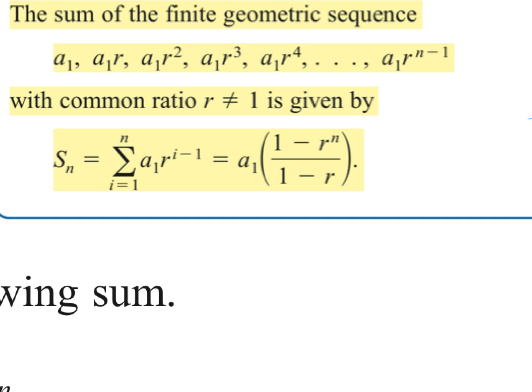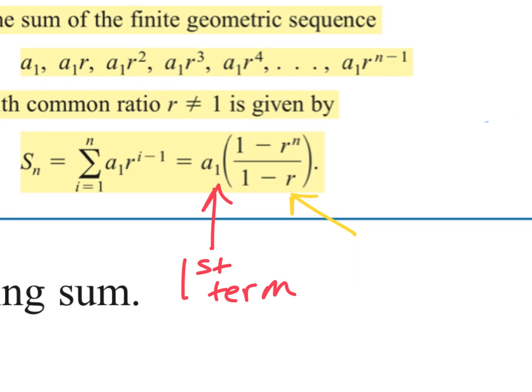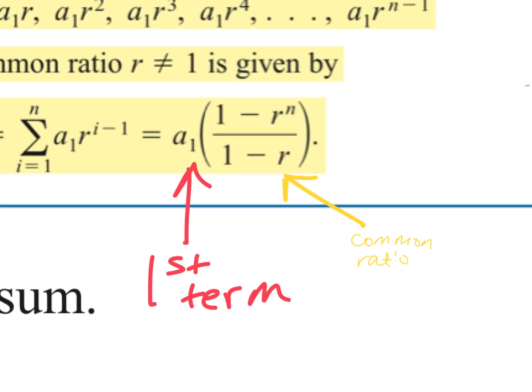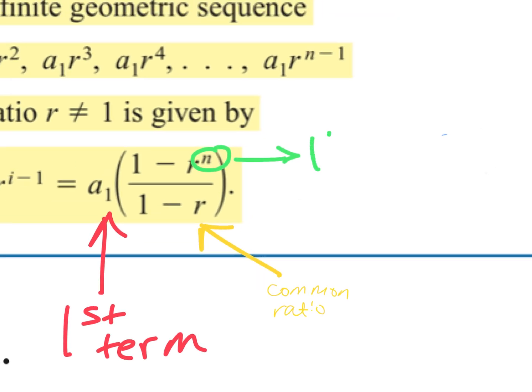What is a sub 1? What does that mean? The first term, okay? What is the R value? What's the R value? The common ratio. What's being multiplied every time? We'll just say common ratio. And then what is the N value here? How many? The number of terms.